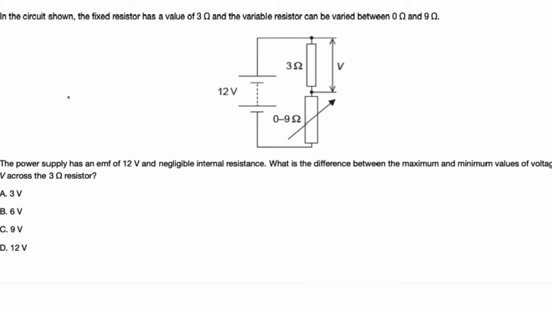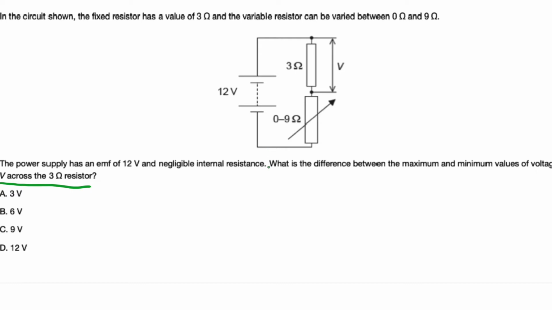In the circuit shown, the fixed resistor has a value of 3 ohms, and the variable resistor can vary between 0 ohms and 10 ohms. The power supply has an EMF of 12 volts and negligible internal resistance. What is the difference between the maximum and minimum value of the voltage V across the 3 ohm resistor?